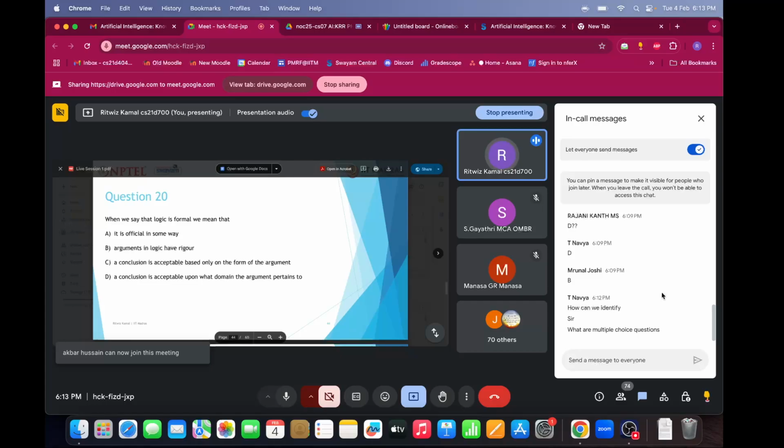Okay, coming back to question 20. So when we say that logic is formal, what do we mean? So this is a multiple select question, which means multiple options will be correct among these four options given to you. And multiple choice basically would mean that among the multiple choices given to you, only one would be correct. So which of these do you think would be true among A, B, C, and D?